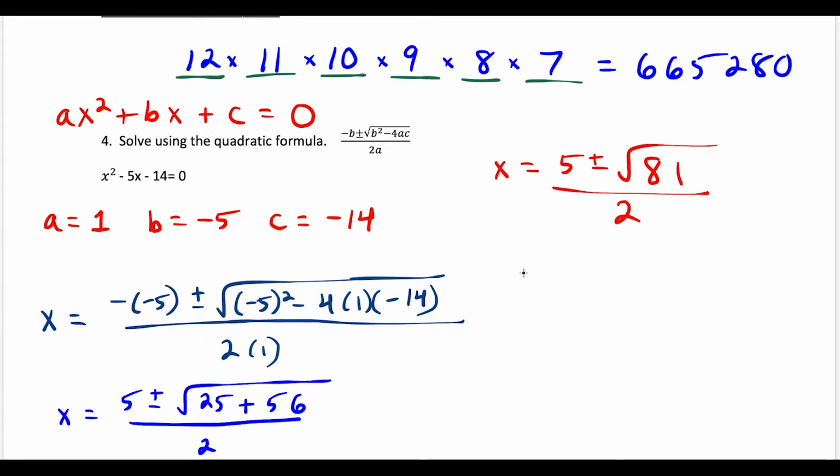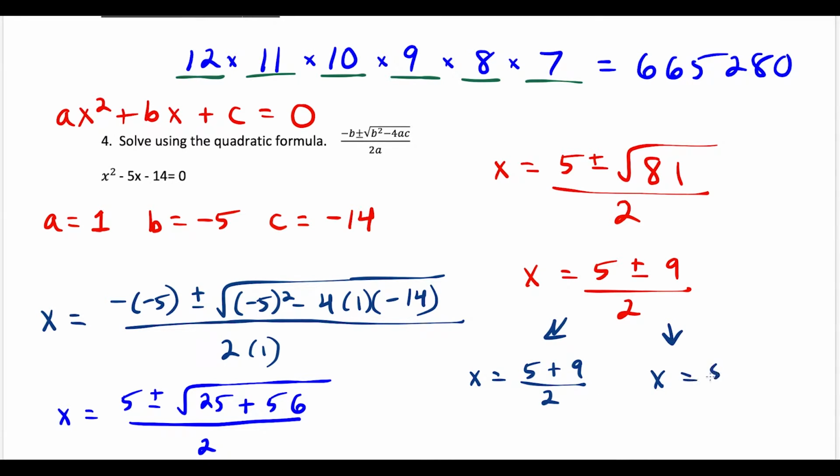And we're dividing by 2. So this is now x equals 5 plus or minus the square root of 81, which is 9, divided by 2. And now this part sometimes throws students off, but what you want to do is write 2 separate equations, or 2 separate possible x values. We have x equals 5 plus 9 divided by 2, and then we have x equals 5 minus 9 divided by 2.